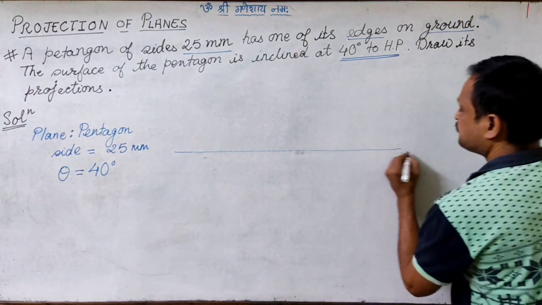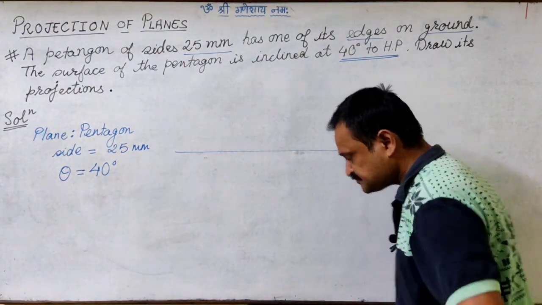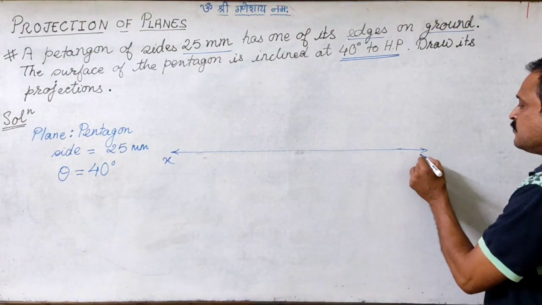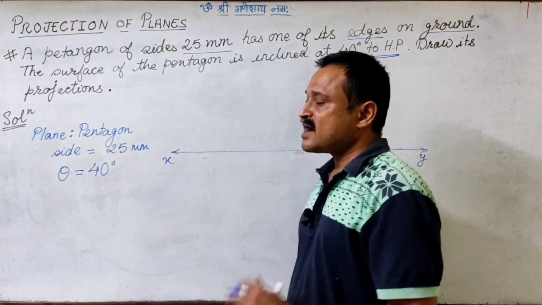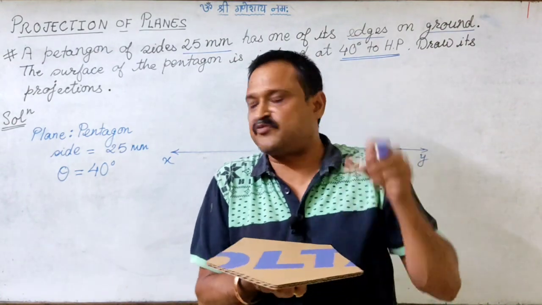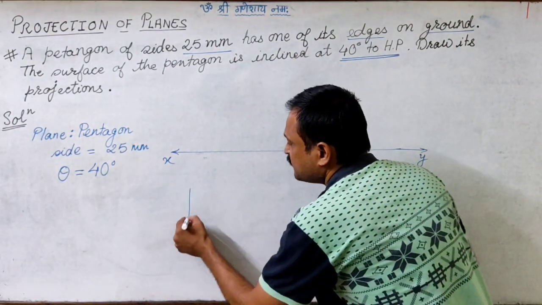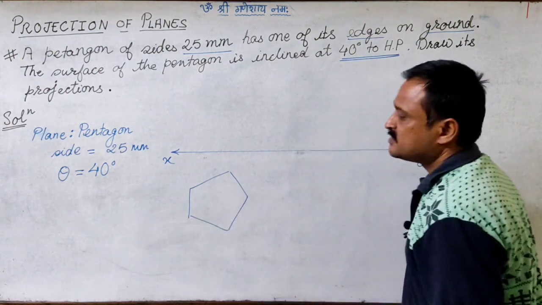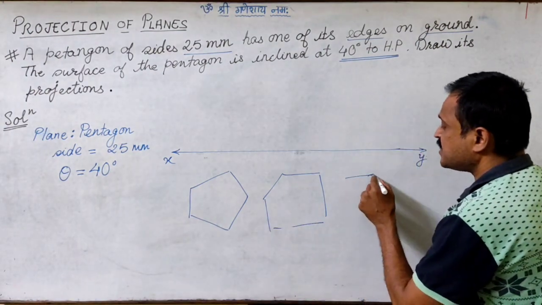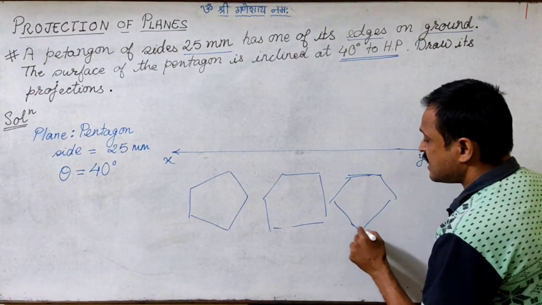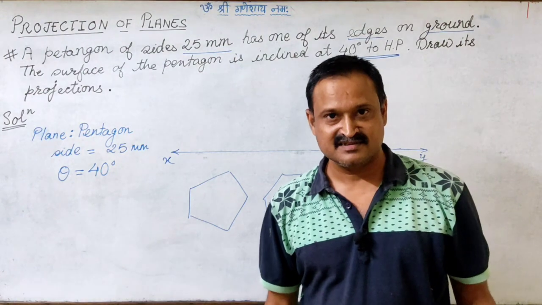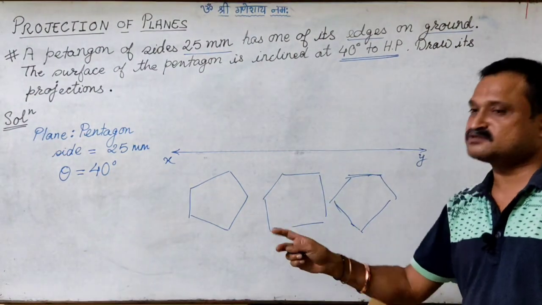So if this is the reference line XY, now here again we will need to develop an understanding. This is for sure that I have to draw a pentagon in the top view. So in the top view I need to draw the pentagon. Now my point is whether it should be this way, or which way I have to draw it, because I am not able to make out in what orientation I should keep it. Right? So try to understand this situation.